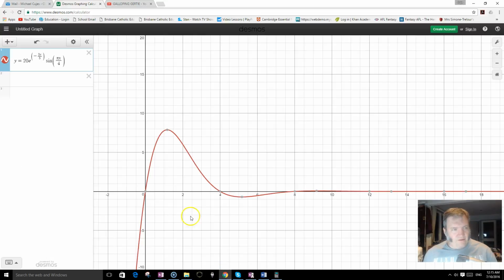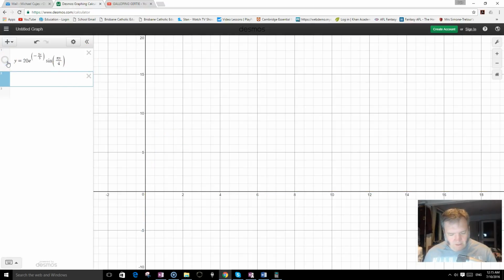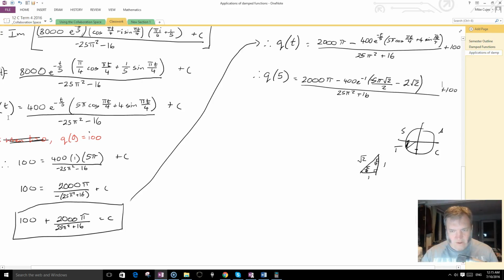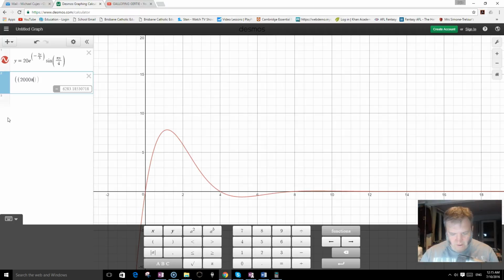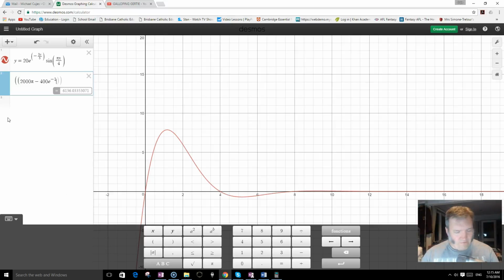Let's go. I could use my calculator, but I think Desmos is going to just type it more nicely for me. I don't want to get rid of that one just yet. So what on earth did I have then? I had on the top, we need the 2000. Bracket 2000 pi. Was there a pi? Yep, minus 400 e to the negative 1. Just push across, and then I've got brackets. Negative 5 pi root 2 over 2.